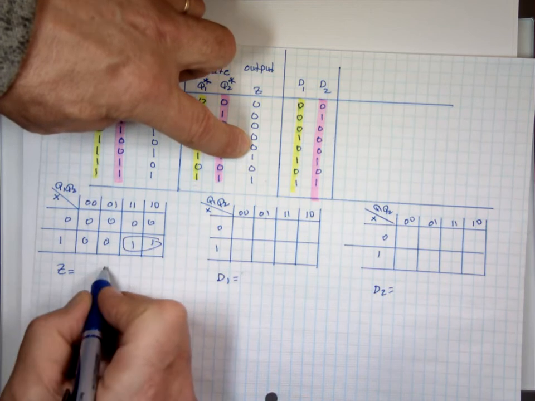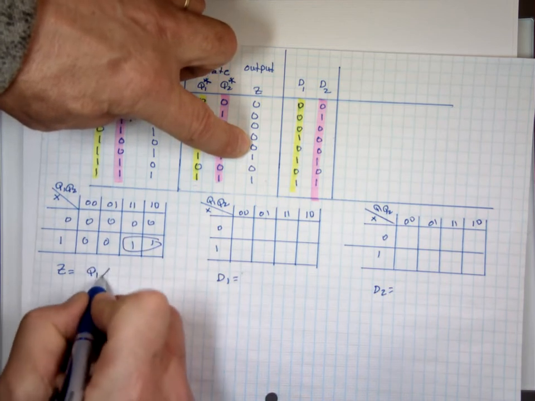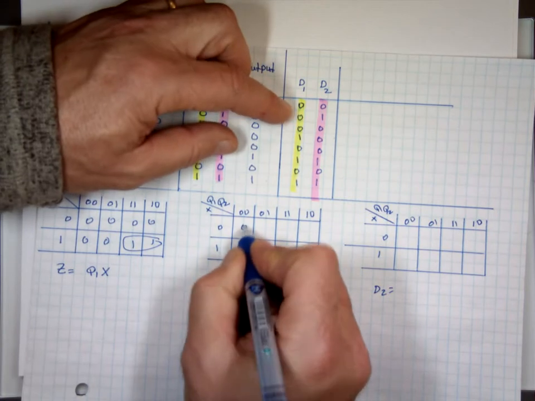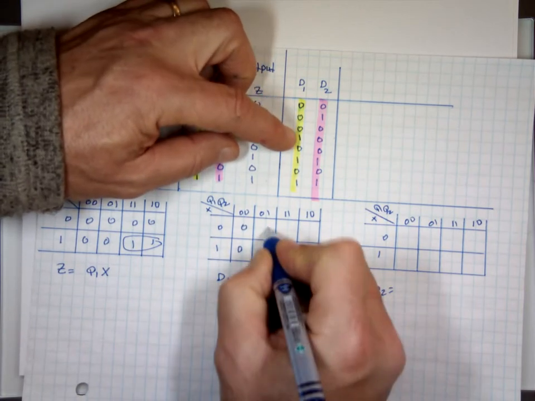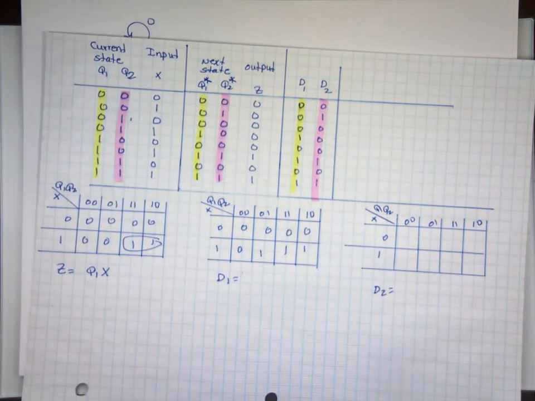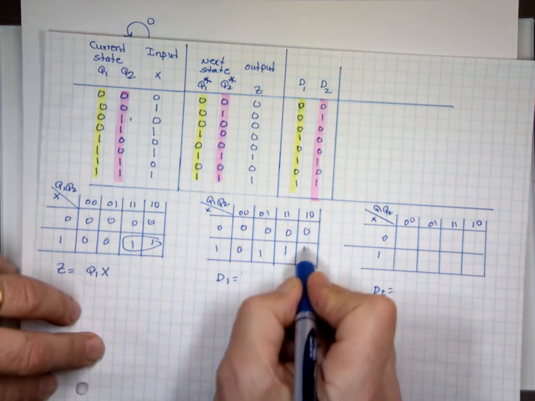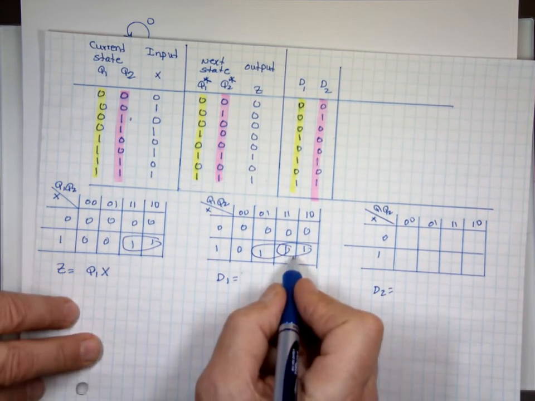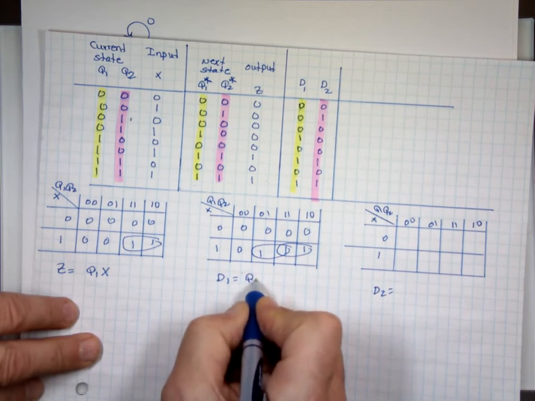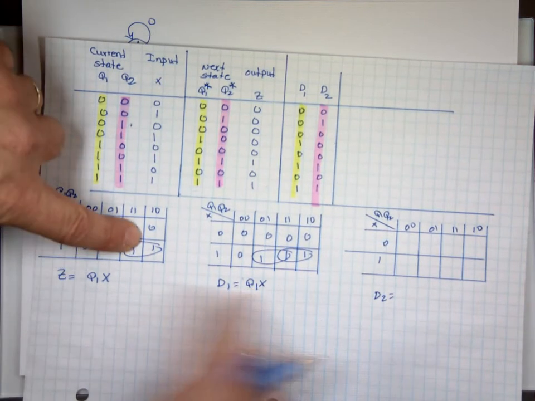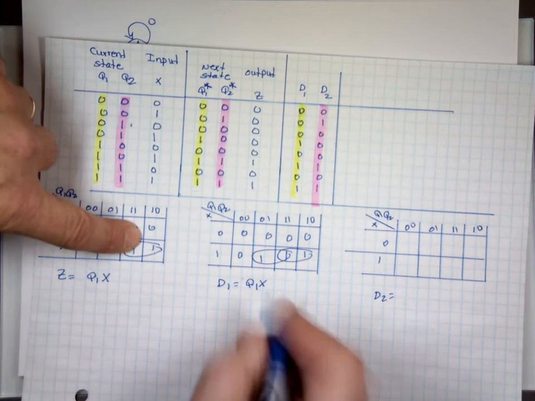Q1X. Let's look at D1. 0, 0, 0, 1, 0, 1, 0, 1. This one, this one. The first one is going to be what? Q1X. What do you know? I can use the same gate for both these. See that? Plus Q2X.